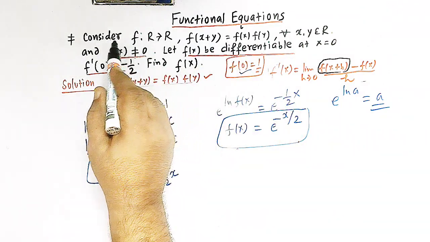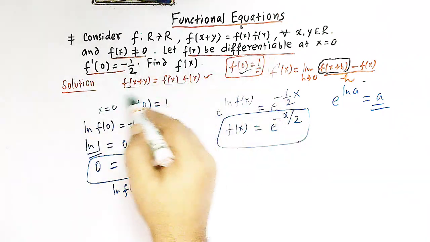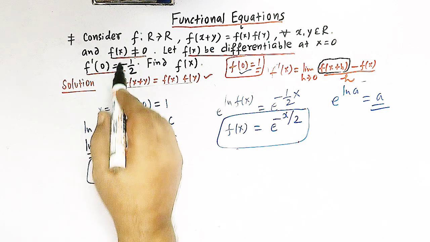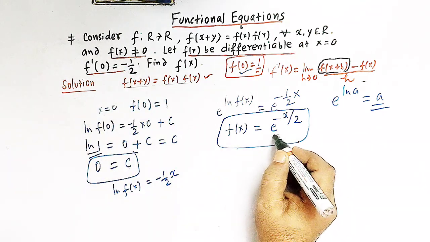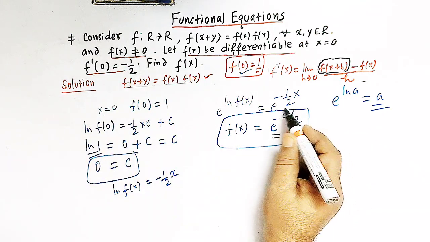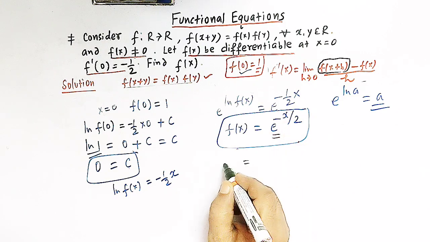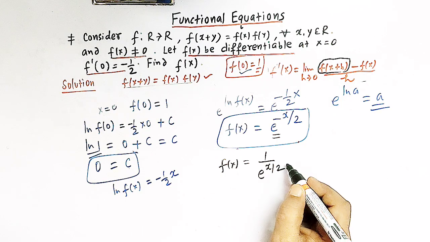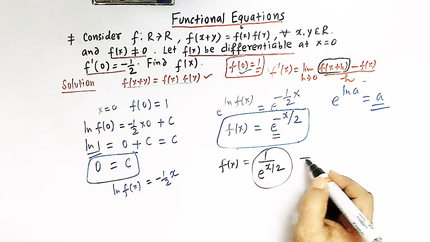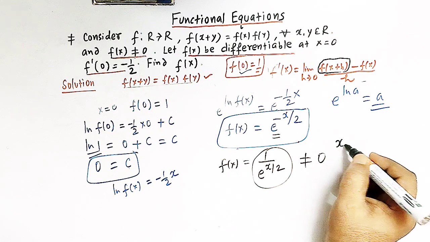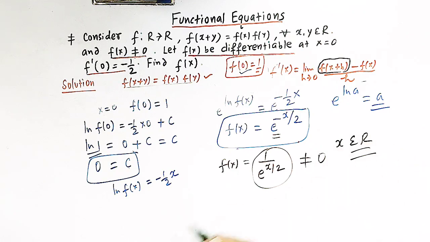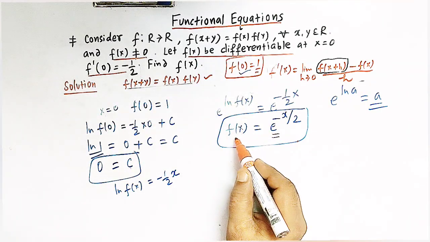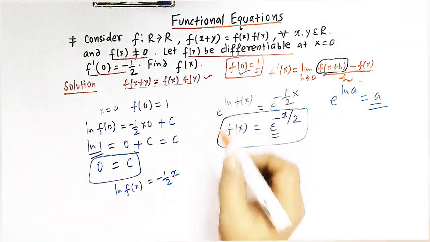And see here, it is interesting to note that in the given problem we were given that f of x is not equal to 0, and this condition is very much evident from the nature of this function, that is f of x is equal to 1 over e raised to x by 2, and this is never equal to 0 for any x belonging to the set of real numbers. Now we can verify that this function satisfies this functional equation.